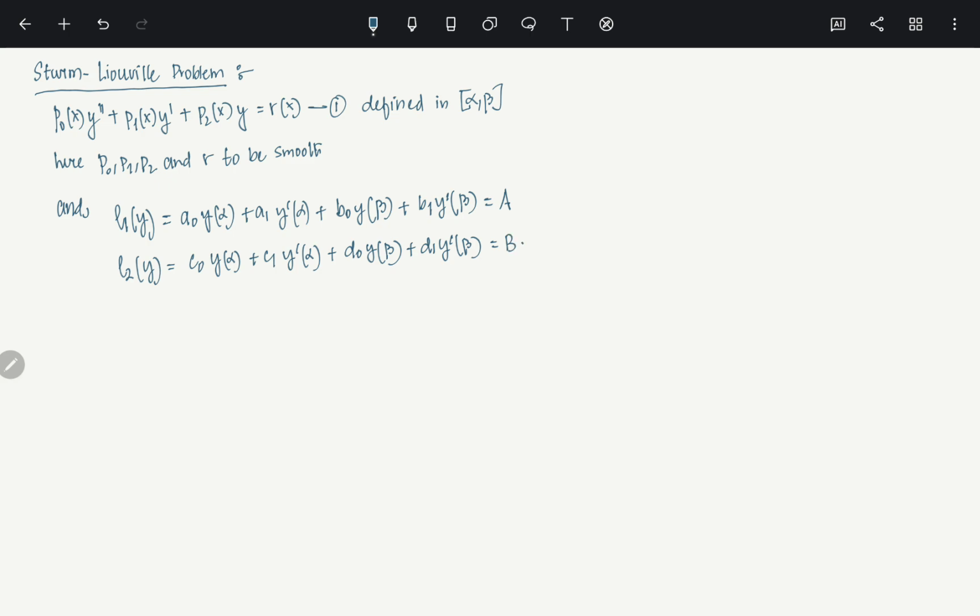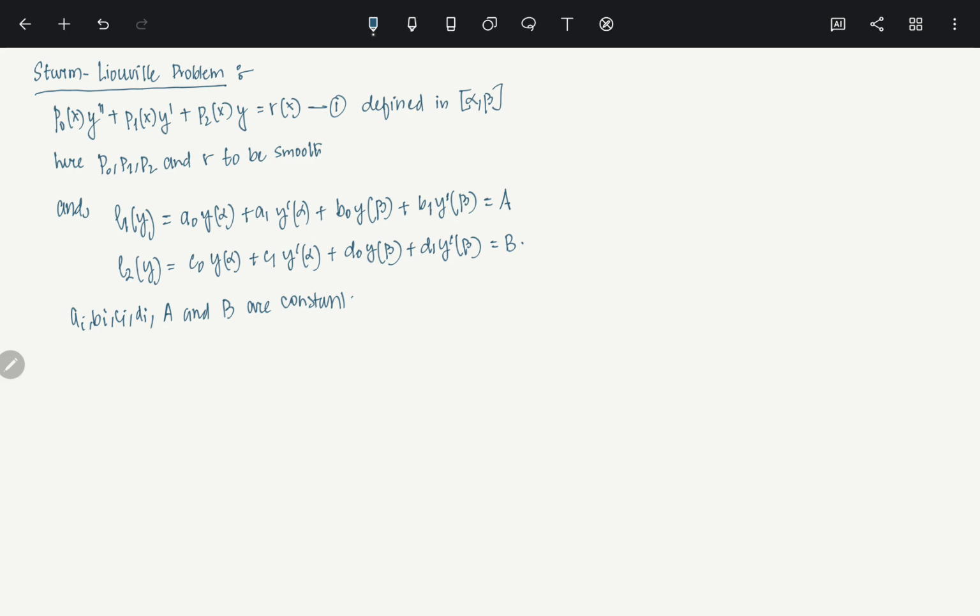So if these two conditions L1 and L2 are there, basically equation 1 along with these two conditions, where a_i, b_i, c_i, d_i, a and b are constants. Now we wanted to study this problem.